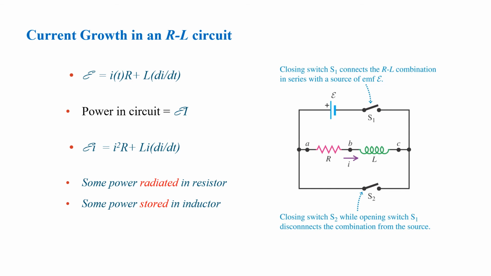For the power in the RL circuit, we just multiply the EMF with i, the current, and that's the power. So the power in the circuit is equal to epsilon i, that's equal to i squared R plus L i di over dt. Some of the power is dissipated in the resistor here, and some power is stored in the inductor.